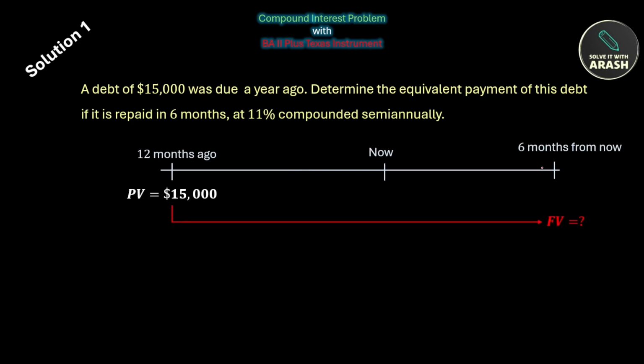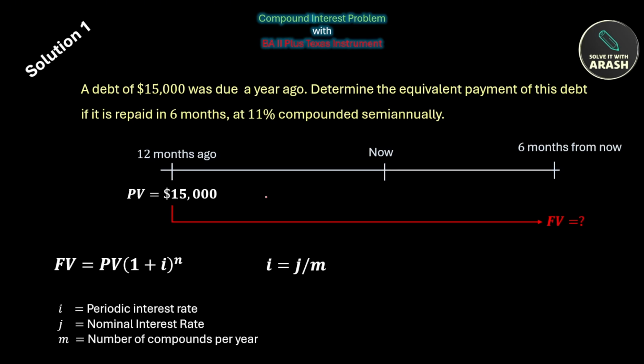So the future value is going to be more than the present value because of the compound interest rate. The formula for compound interest is as follows. PV times (1 plus i) to the power n is the future value, where i is called the periodic interest rate, which is equal to the nominal interest rate j divided by m. J is given in the problem, that's 11%, and m is the number of compounds per year. And since it's semi-annual compounding, there are going to be 2 compounds per year.